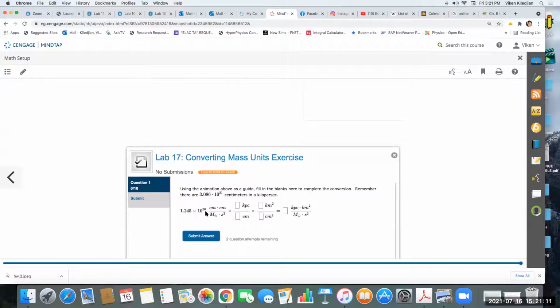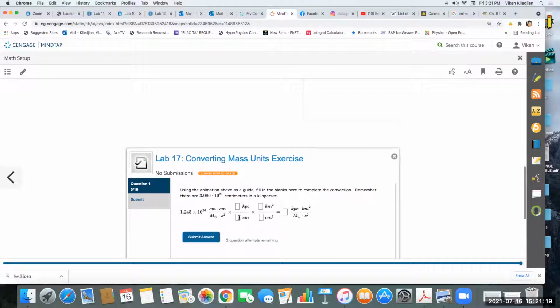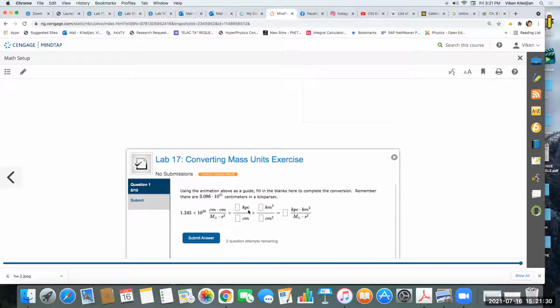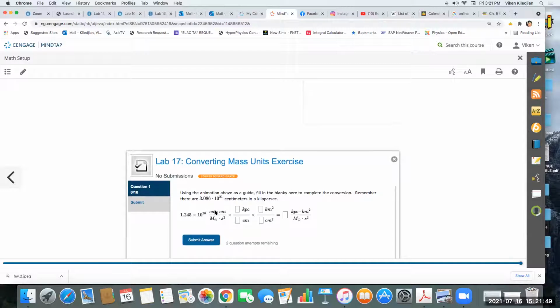1.245 times 10 to the 26 centimeters squared per solar mass. Then they're saying multiply. Well, they just want you to practice essentially how to go from centimeters squared over mass of sun to this. They're going to say to kiloparsec, and then centimeters squared to kilometers squared. I think they're missing something here. They should be here, centimeters squared.